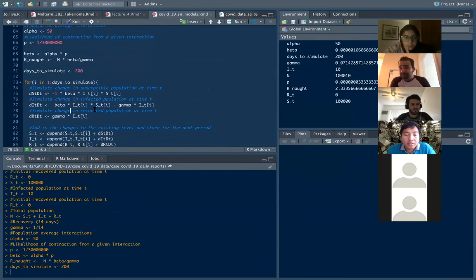Now, to simulate those equations, it looks really complicated, right? Fancy ordinary differential equations. It's really not. All those equations are just summarizing how a variable changes over time. That's it. How a variable changes over time is basically its previous value plus the change. That's its value in the next period. Previous value plus the change gives us the value in the next period.